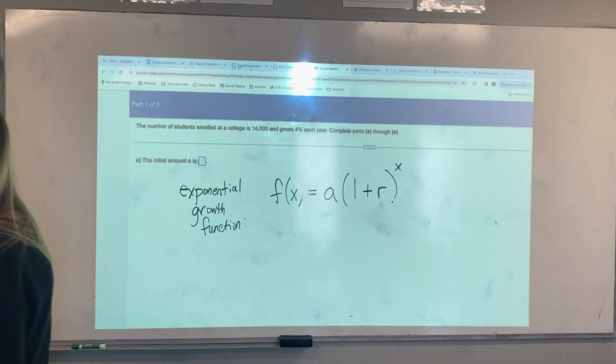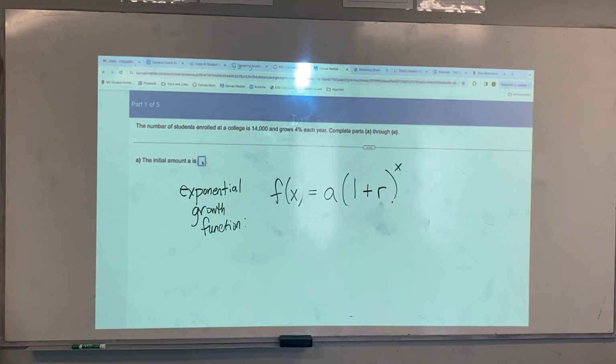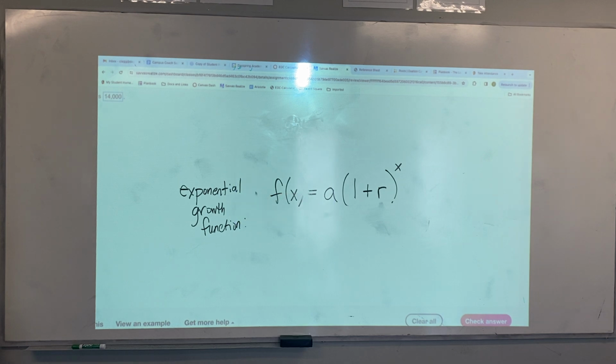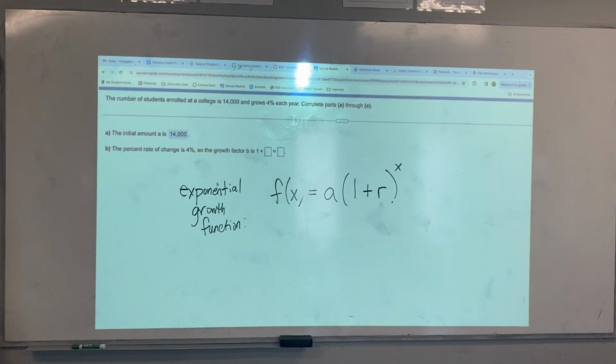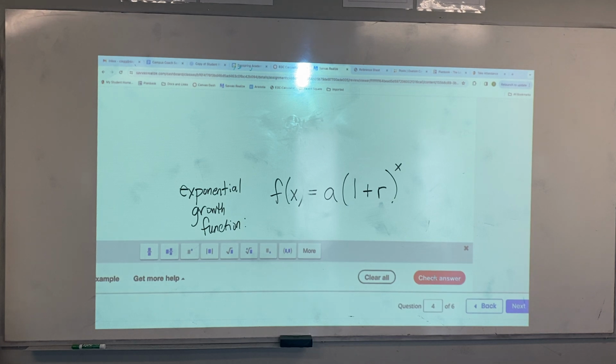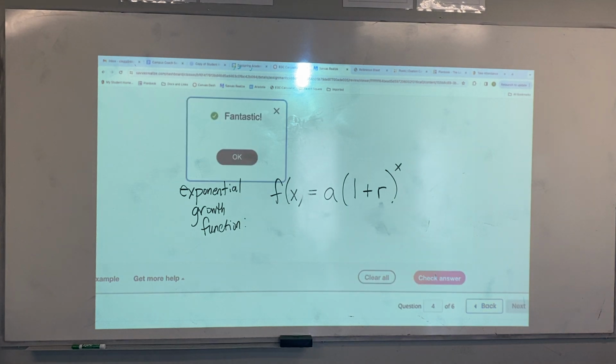Good. Did you guys have a different initial amount? Whatever your initial amount is, put it in. Yes. The percent rate of change is 4%. So the growth factor B is 1 plus, what would it be for this? 0.04, very good, which would equal 1.04, good.